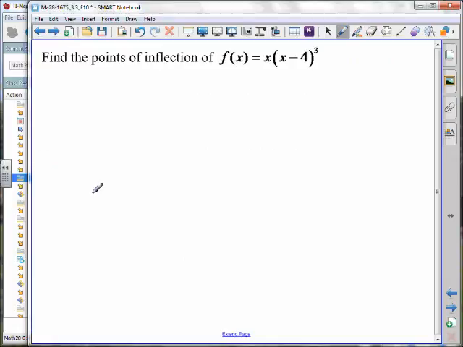So let's look at finding the points of inflection. The points of inflection come from what? First derivative or second derivative? So in order to get to the second derivative, we have to first do the first derivative. So there's no way around this. So we're going to determine the first derivative of this function. Now, how you go about finding this first derivative is up to you. I can think of a couple of ways I could do this.